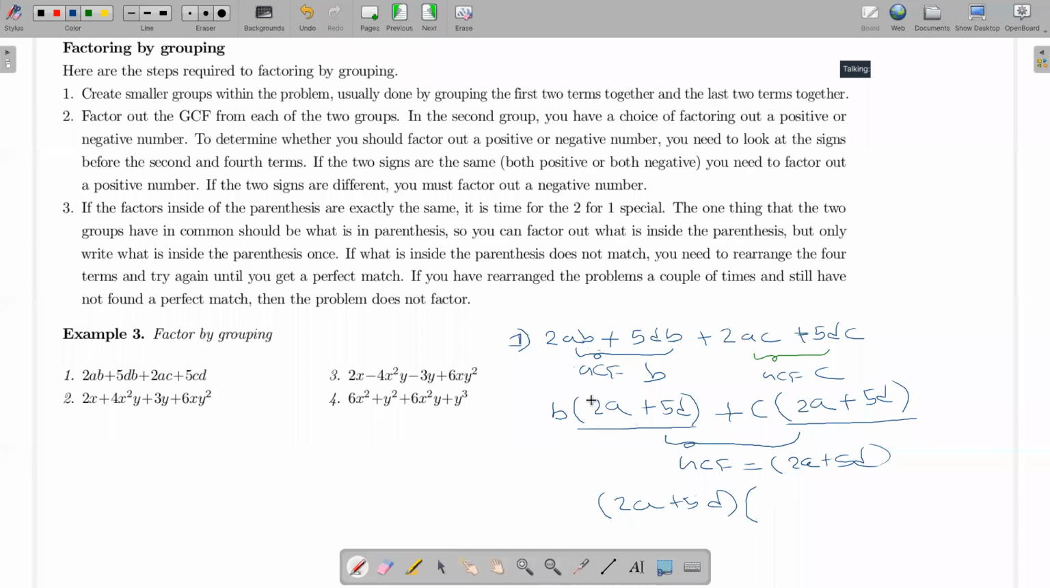Then here b is left and c is left, b plus c. Because I pull this out, b is left. Here I pull this out, c is left. So this method works when this term has to be common in the second step, then I can pull it out. So here is what we did: create smaller groups, usually done by grouping the first two terms together and the last two terms together, and factor out each of the two groups. In the second group you have a choice of factoring.